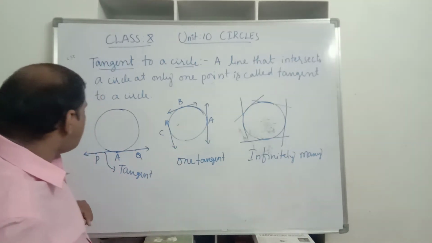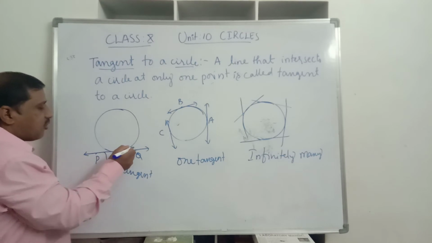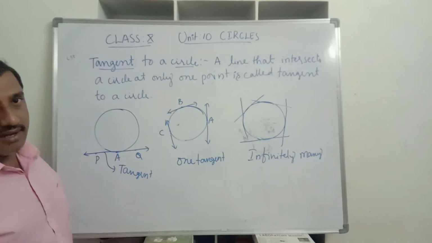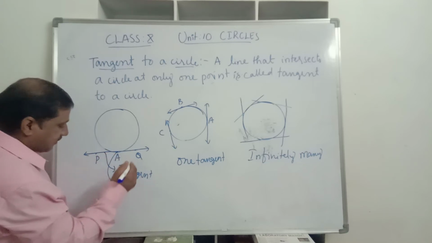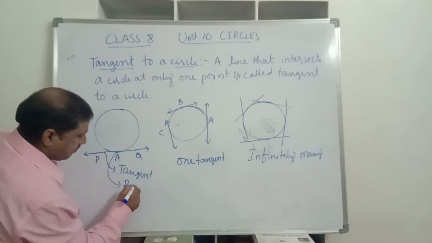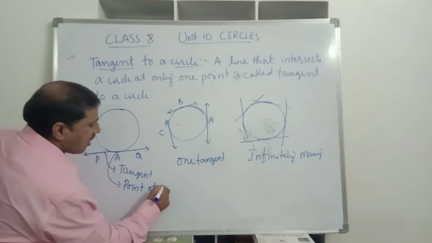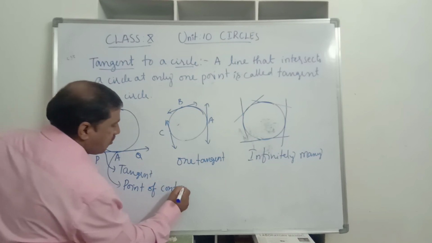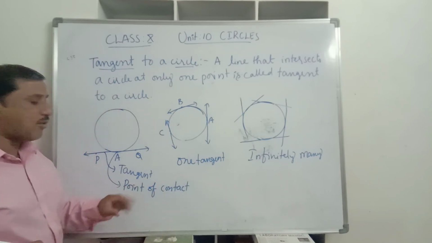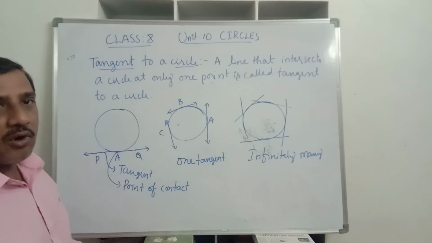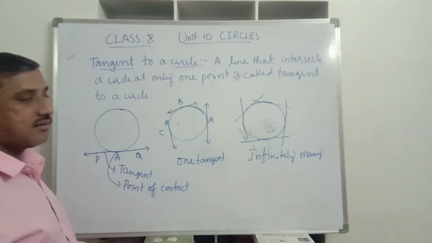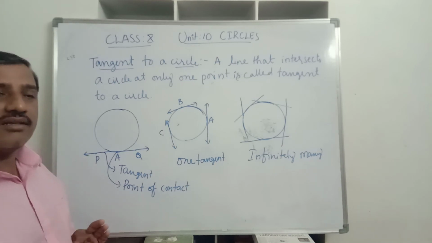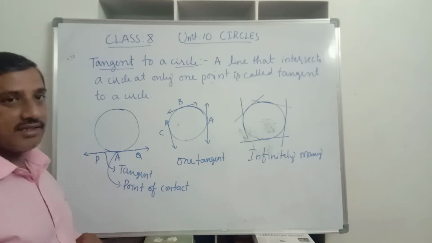Now what do we call this point, which is common to both the circle and the line? This point is known as the point of contact. So what is the point of contact? The common point, that is, the intersection point of the tangent and the circle, is known as the point of contact.